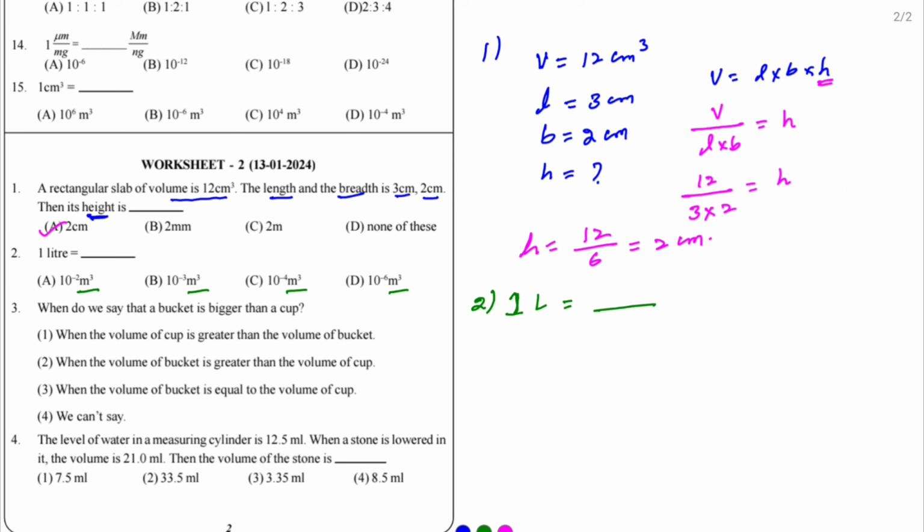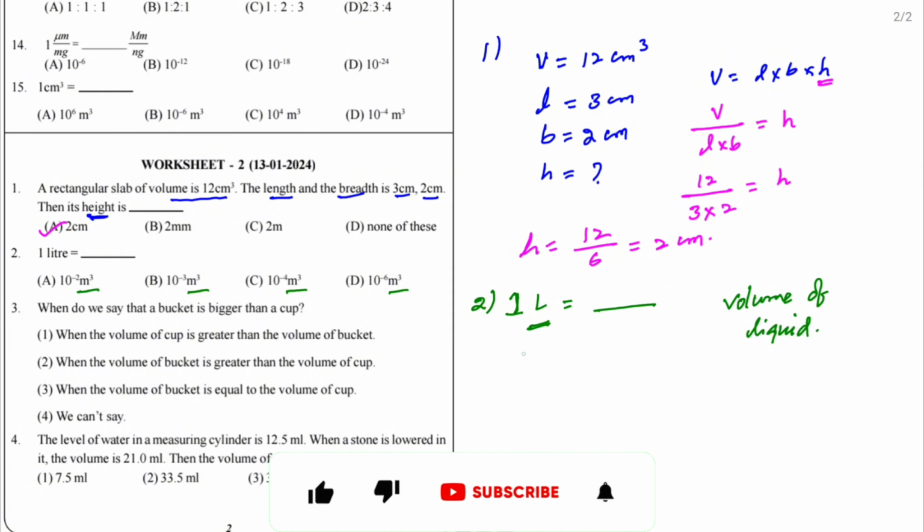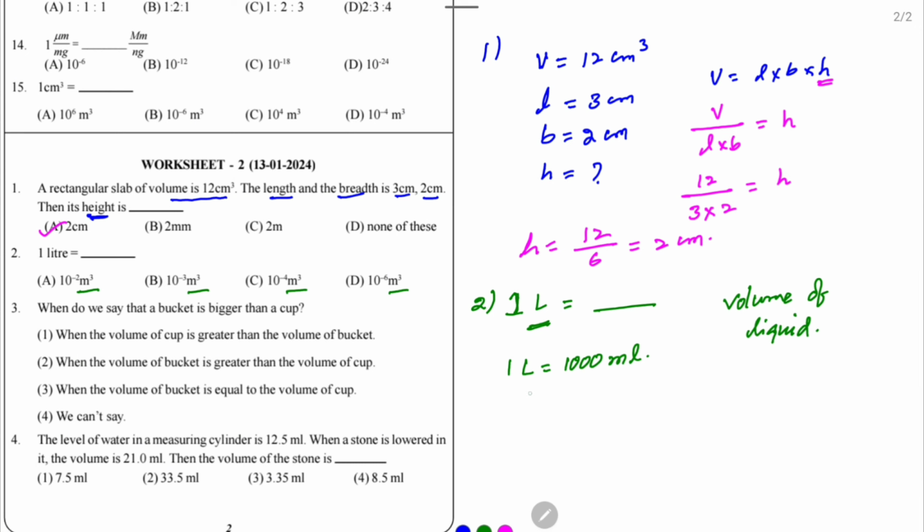Liter is the unit of volume. Generally we measure the volume of liquids in liters, milliliters. So let's convert: 1 liter is how many meter cube? Can I write 1 liter as 1000 ml first? We know this. And we have a relation, that 1 ml of liquid occupies 1 centimeter cube volume. That means 1 ml is equal to 1 centimeter cube.